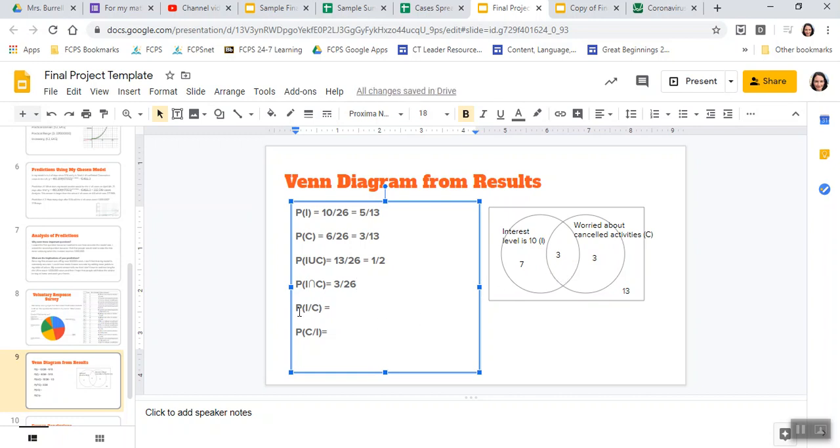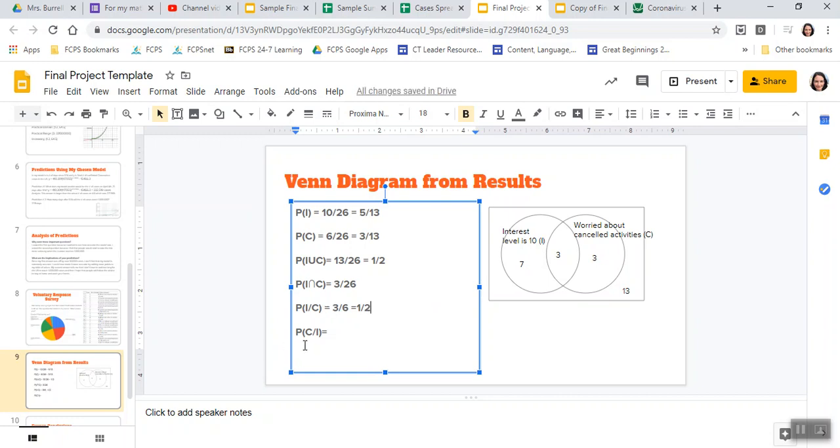All right, this one is saying the probability that the interest level is 10 given that a student is worried about canceled activities. So for this one, we are only looking at students who are worried about canceled activities, which means that the denominator is 6. So we already know the student is worried about canceled activities, so we're only looking at 6 students. And out of those 6, how many have an interest level of 10? So out of these 6, the only ones with an interest level of 10 are these 3 right here. So this is 3 out of 6, which also simplifies to 1/2.